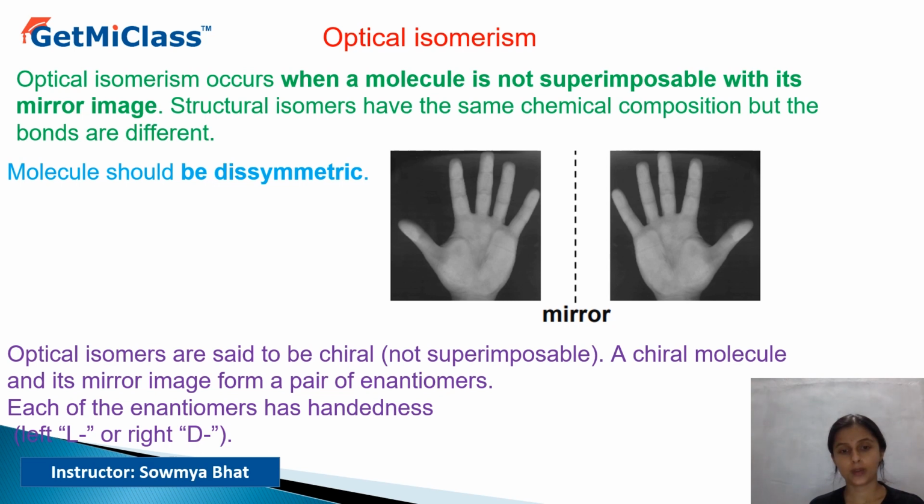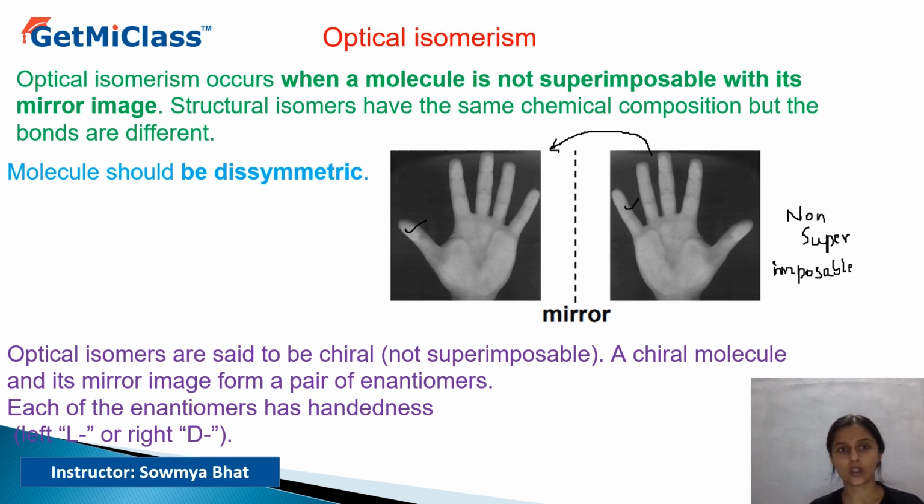So optical isomerism is a type of stereoisomerism where the molecule is not superimposable with its mirror image. So if you take your hand and if you take the mirror image of this, you're going to get one like this. And if you place this over this, they are not going to merge. So your little finger comes over the thumb. So they are called non-superimposable mirror images. They are mirror images, but you can't superimpose them on each other.